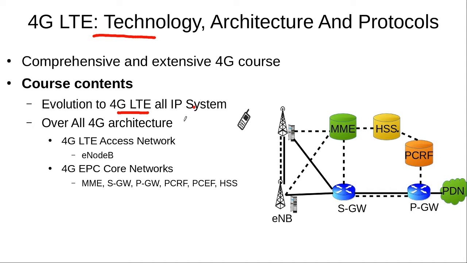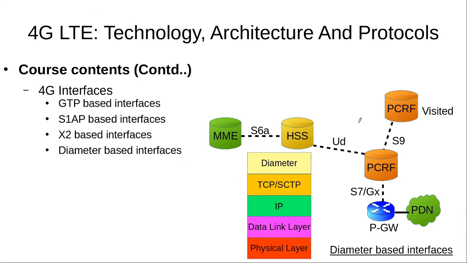communication technologies. After that, we will take a deeper dive into the overall 4G architecture, 4G access network, 4G core network, what are the different nodes that are there in the 4G network and what are the function of those nodes. After that, we will study the 4G interfaces. And in order to facilitate the understanding of these interfaces, we have divided these interfaces into four types according to the protocols that these interfaces are running.